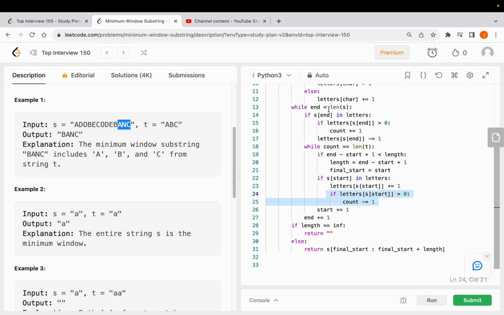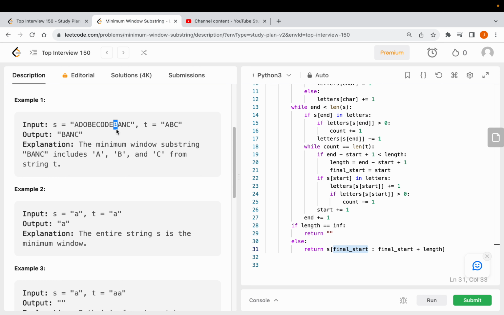So end is not. So end will go all the way to length of S minus 1. Last round when we were here, we had gone over to the limit of this while loop. So the last round we had final start here, length was 4. So length is not infinity anymore. The final result, this final minimum window substring, has final start B and length 4.